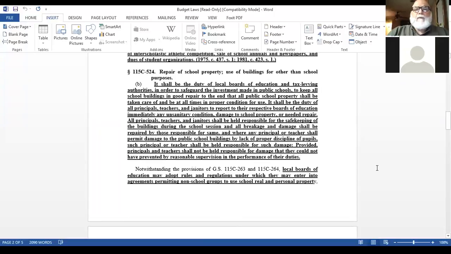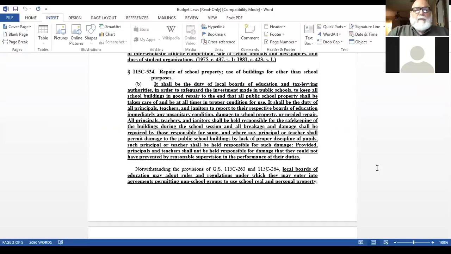Repair of school property, use of buildings for other than school purposes. You can't rent your building out. Now, there might be a community use of schools department in your school district, but you've got to be careful about not renting your school out or loaning your school out because of the wear and tear, and the monies that it might run up, the cost for electricity or damage to the building, those kinds of things. So you can't just be letting groups come in and use your building willy-nilly. You have to make sure that you go through community use of schools.